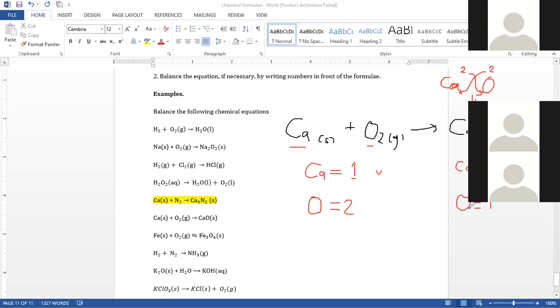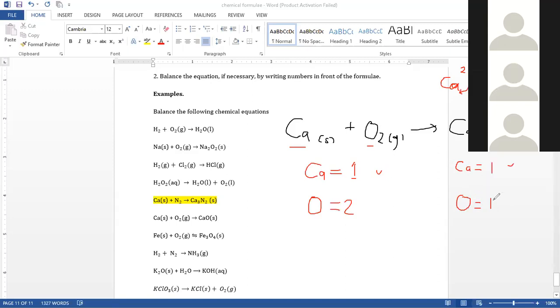Thank you very much. On the right hand side, we are going to multiply through by a 2 in oxygen to give us 2. But you realize that we don't have oxygen alone. So where oxygen is, we put a 2 in front of calcium oxide. But you said when you put a 2 in front of a formula, that number will affect all the atoms in that formula. So calcium will be affected by this 2, oxygen also will be affected by this 2. So after adding that 2, how many atoms of calcium do we have on the right hand side?